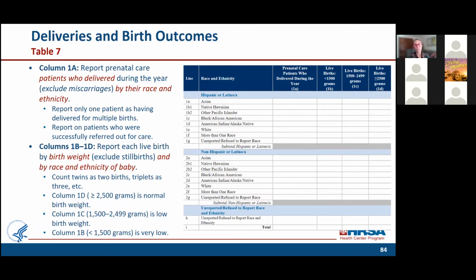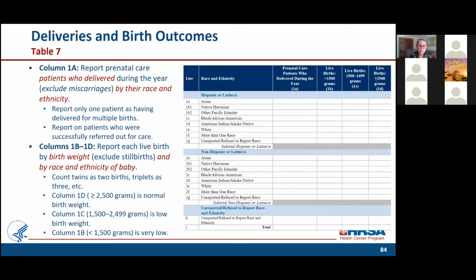A subset of your prenatal patients will deliver during the year. Those deliveries and related birth outcomes are reported on table 7. In column 1A, you'll report the number of prenatal patients who delivered by their race and ethnicity, regardless of outcomes. You would include stillbirths, but you'd exclude miscarriages. If someone delivers multiple births, you'll report one delivery. Column 1A talks about the patient who delivered, not the resulting baby or babies.